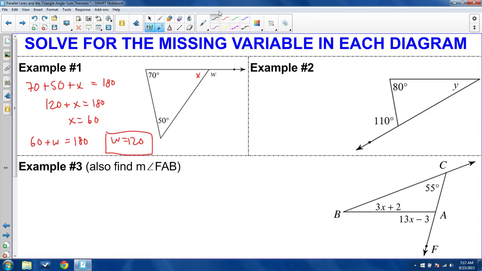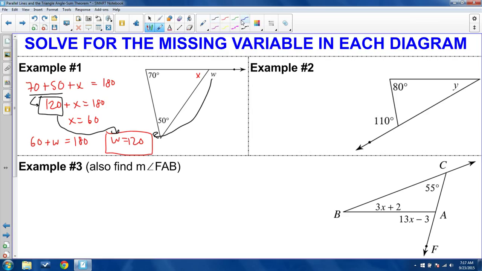But you notice where we already found that answer? Right there. So that answer was already found when we added up 70 plus 50. The two remote, non-adjacent, interior angles added up equaled angle W right there. So again, you kind of go backwards. You subtracted 120 to get to 60, then you subtract 60 to get to 120. There's no reason to do both parts, basically.